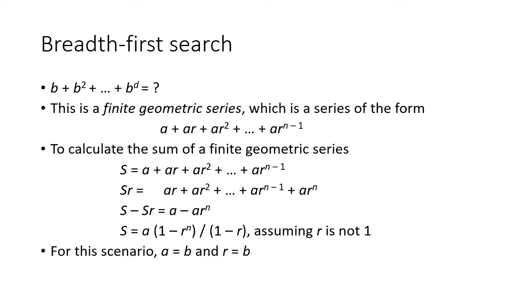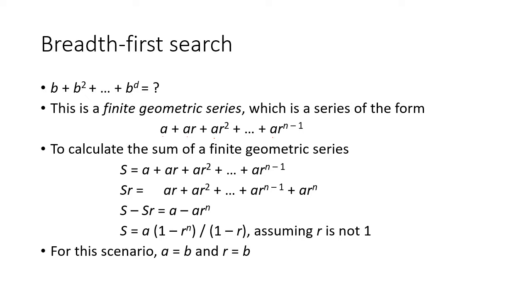We have A plus A plus A plus A, and there are n of those. So when r is 1, we can still do the calculation. It's just we don't use this formula.